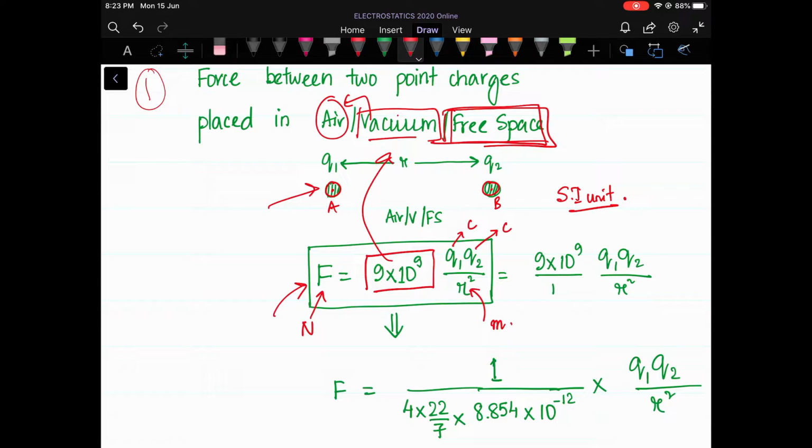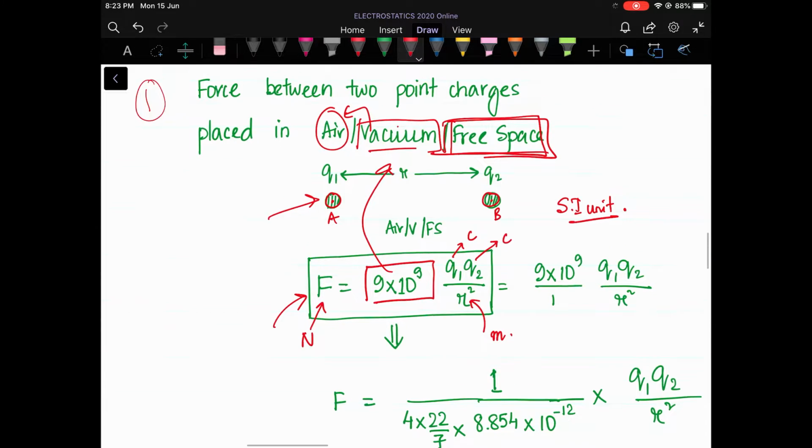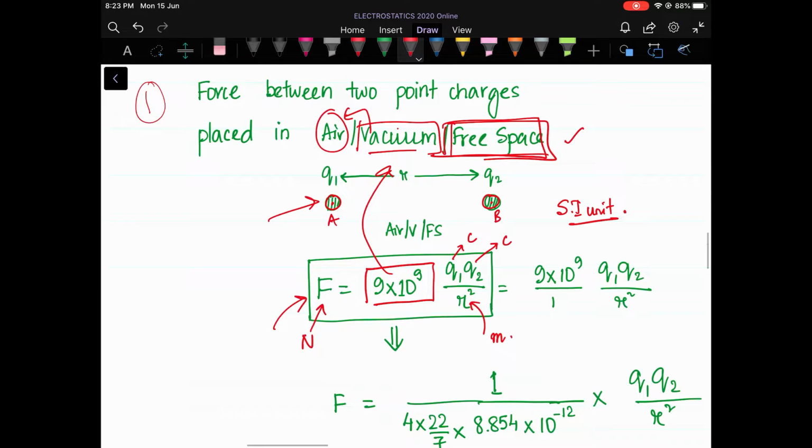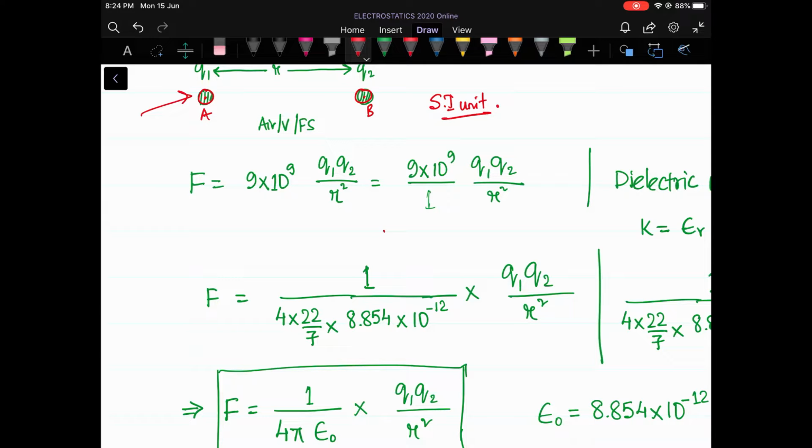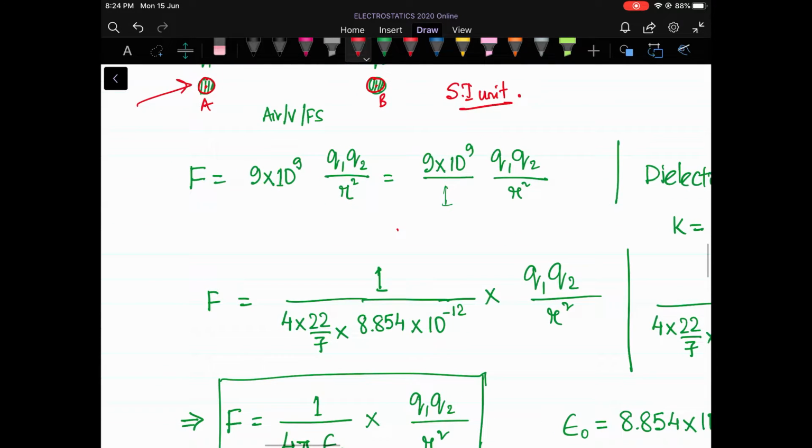For the time being, let's stick to the SI system, and our medium is air or vacuum or free space. So clearly you can see our formula is this, and then 9 into 10 to the power 9 can be divided by 1. I'm keeping this 1 over here. I'll show you in a while what is the relevance of this 1.